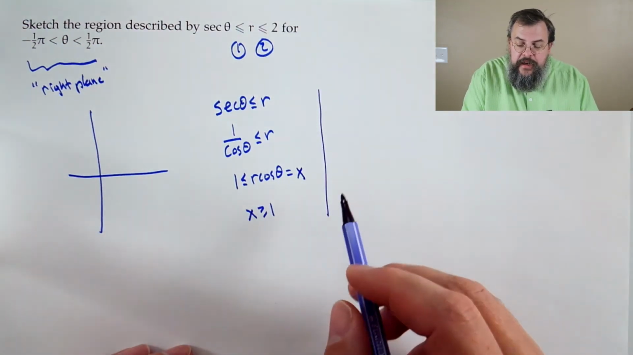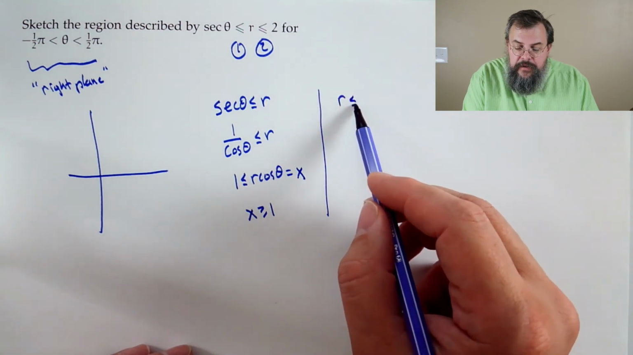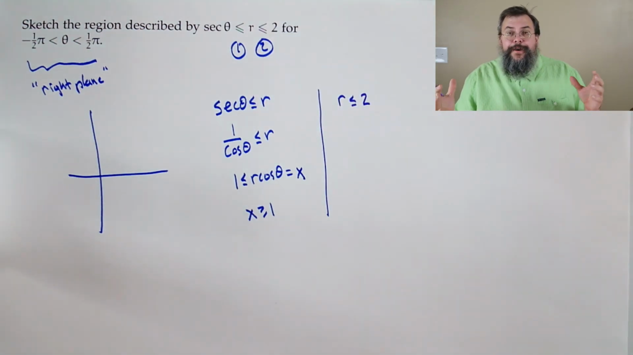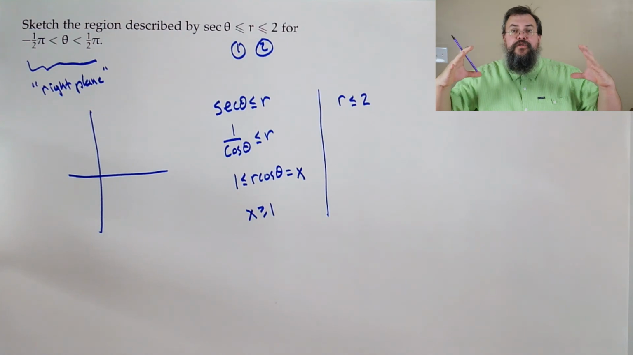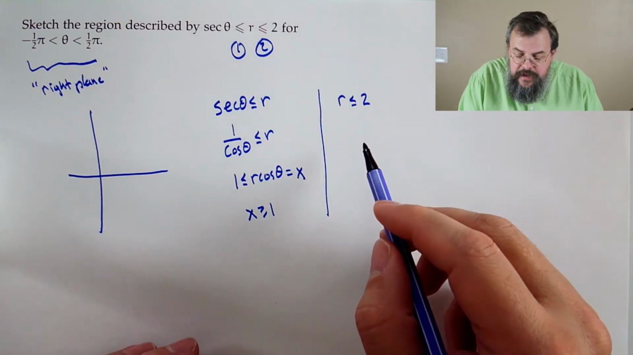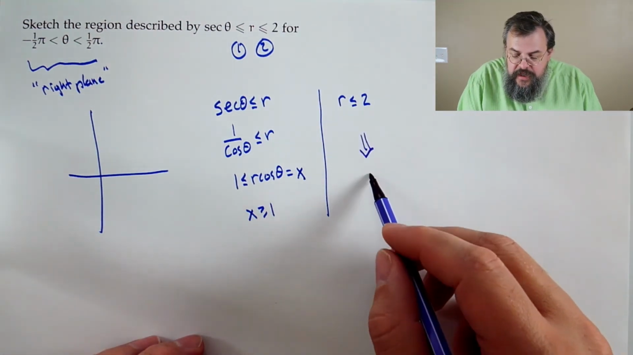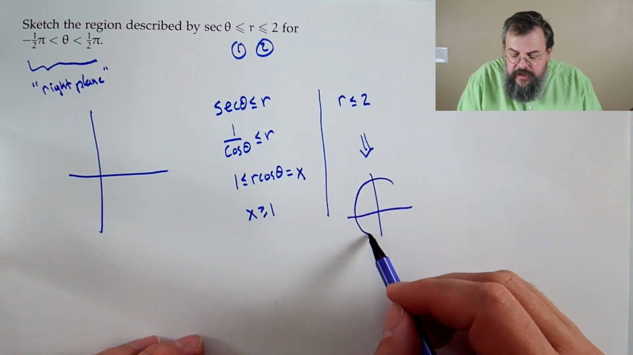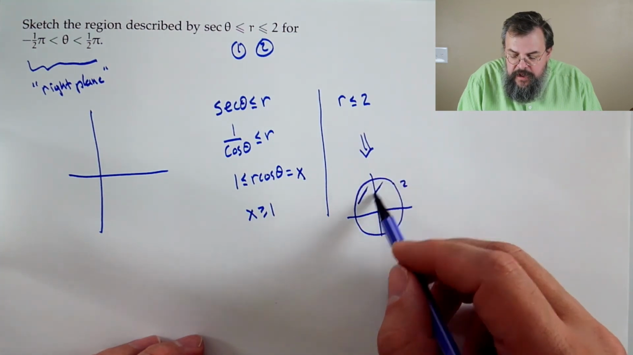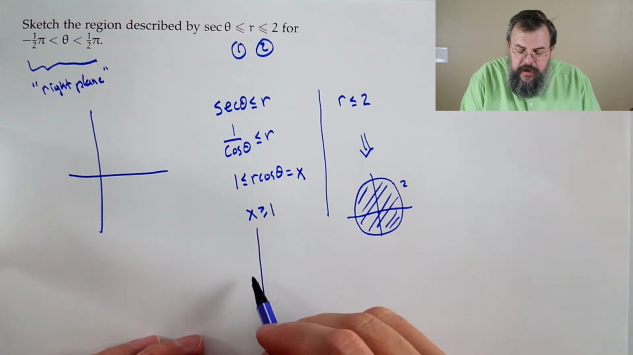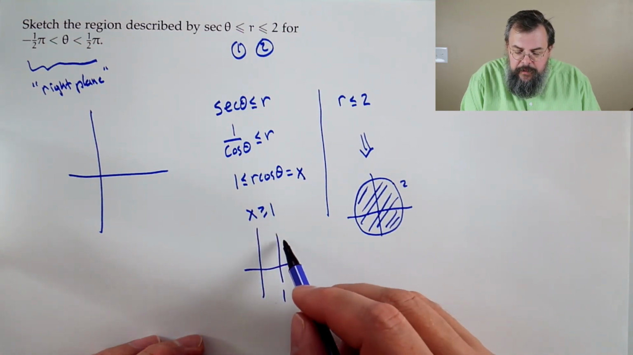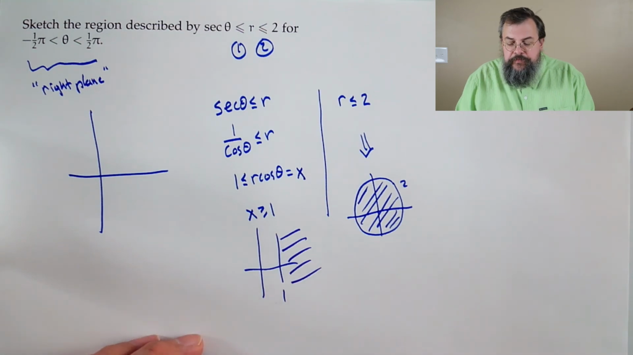Perfect. Now the other inequality, r less than or equal to 2, we don't have to do anything. We know what that means. See, r is our distance from the center. So we're saying that our distance is at most 2. So if we translate that into a picture, that says we have a circle of radius 2, and we want to be on the inside. So x greater than or equal to 1 says, well, hey, I want to be over here.